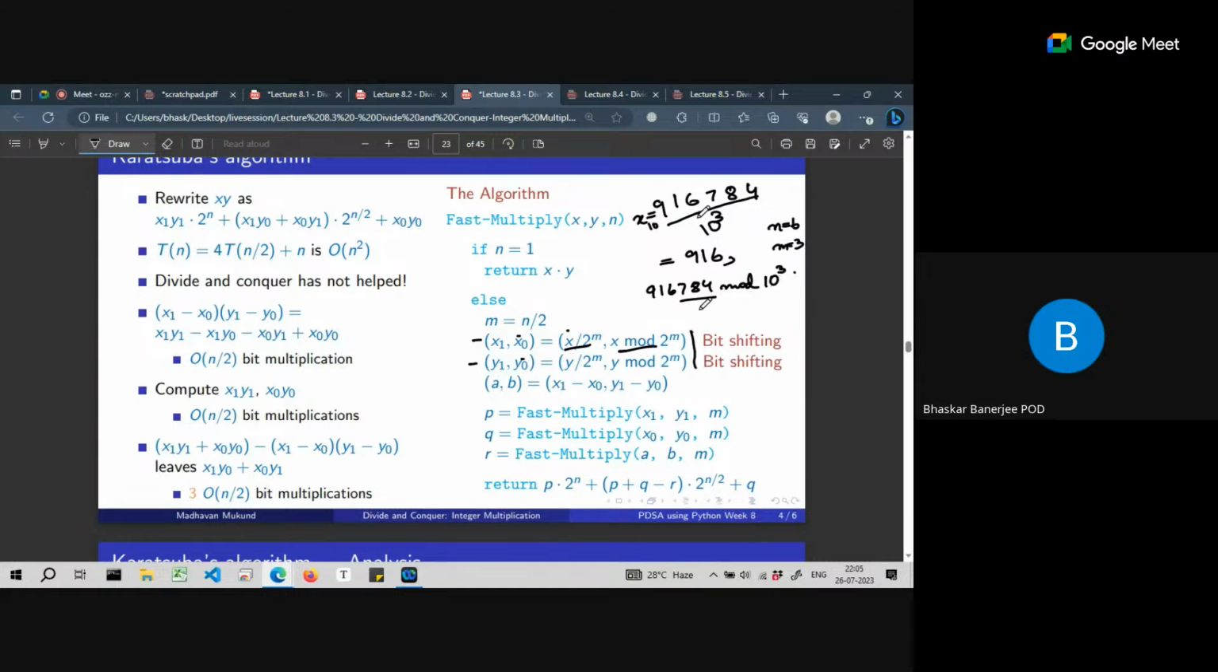By doing simple division, I get the upper half. By doing modulus, I get the lower half. Now the only thing is the base. Here it is done in binary, that's why the base is 2. Here also the base is 2.